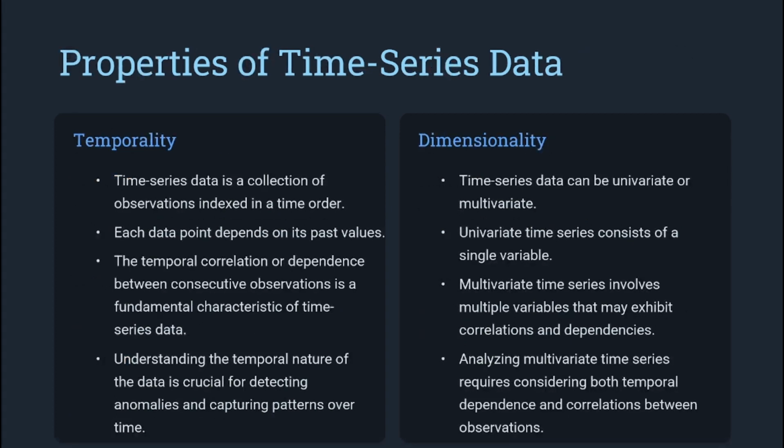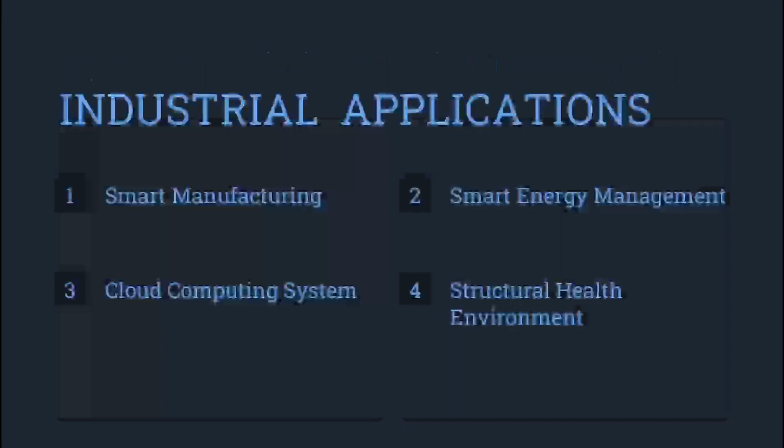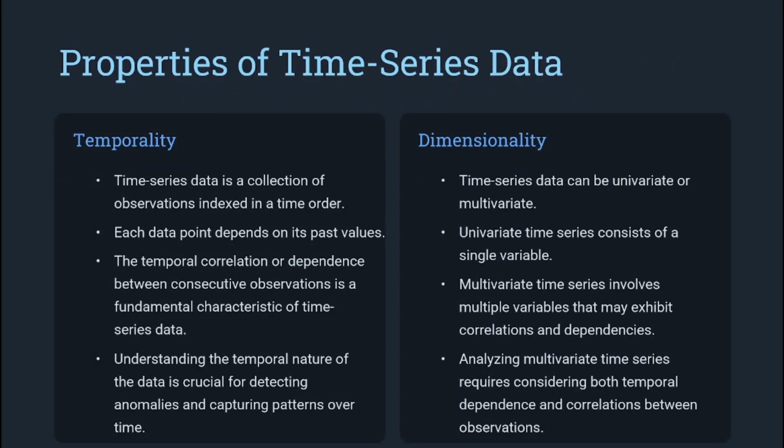The properties of time series data are temporality, dimensionality, non-stationarity, and noise. Temporality: time series data is a collection of observations indexed in time order. Each data point depends on its past values. The temporal correlation or dependence between consecutive observations is a fundamental characteristic of time series data. Understanding the temporal nature of data is crucial for detecting anomalies and capturing patterns over time.